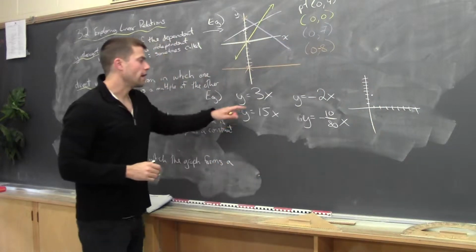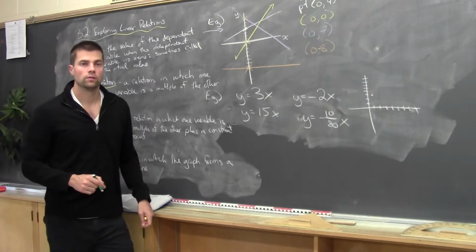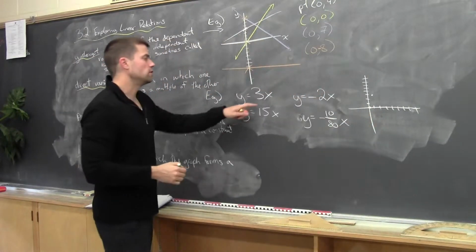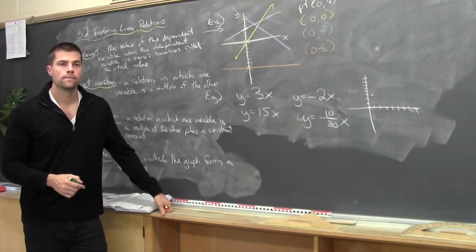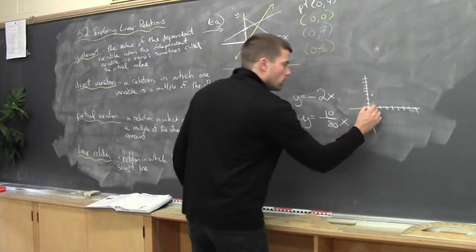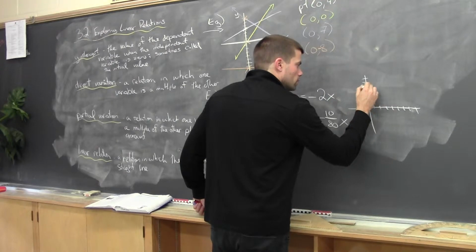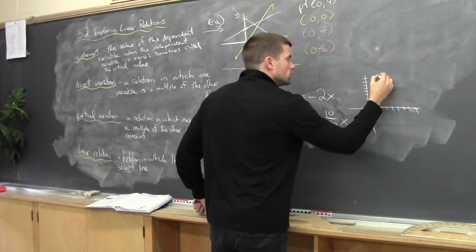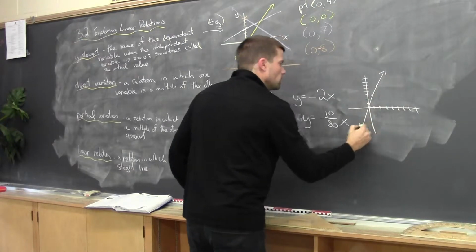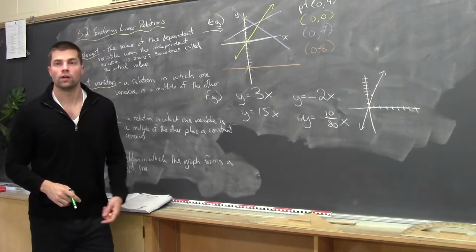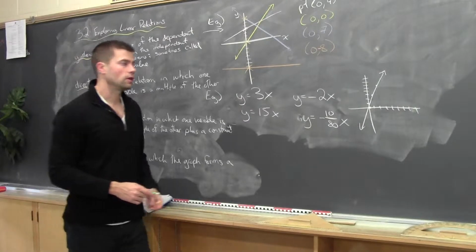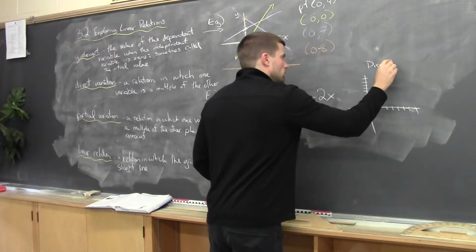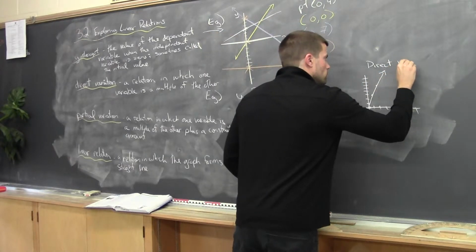Okay? If I say x is 0, what's y? 0. Okay? If I say x is 2, what's y? 6. So 1, 2, 3, 4, 5. Okay, so I get this graph. Okay, and it's consistent, it's a straight line. Okay, this is direct variation, because one is just a multiple of the other. So this is direct variation.